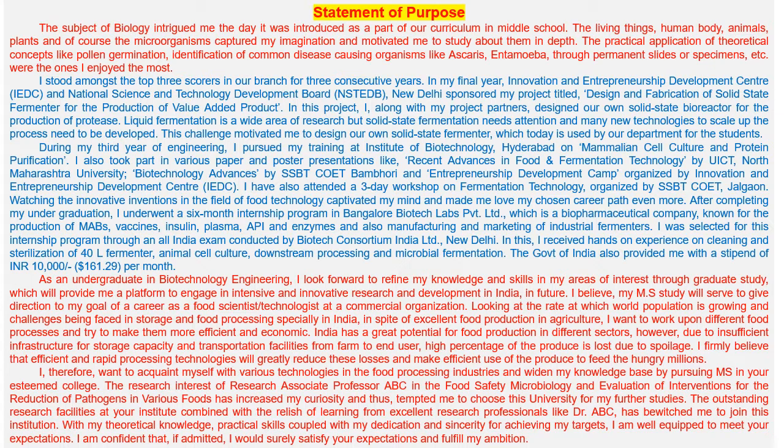Liquid fermentation is a wide area of research, but solid-state fermentation needs attention, and many new technologies to scale up the process need to be developed. This challenge motivated me to design our own solid-state fermenter, which today is used by our department for the students.